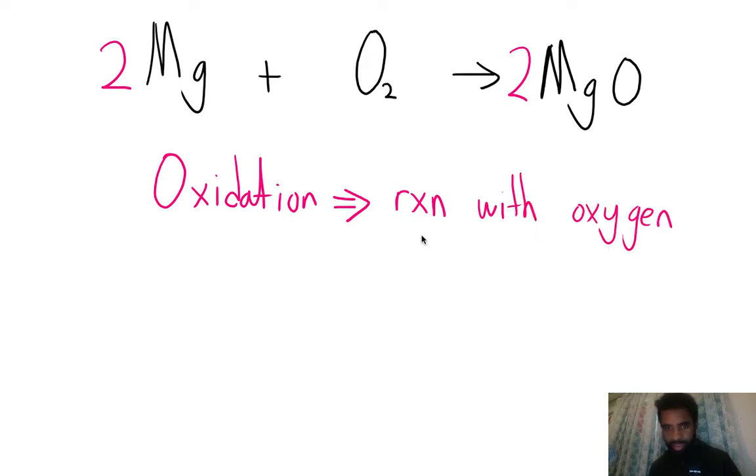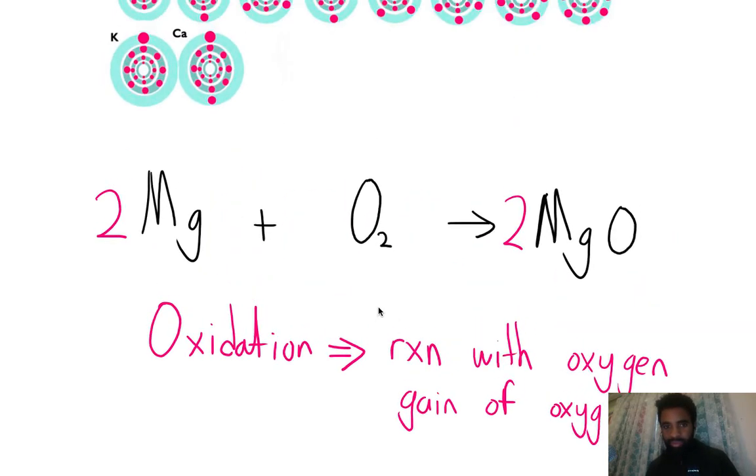Or you could think of it as a gain of oxygen. People might also say gain of oxygen. And that's the superficial level, because if you look deeper, if you look at what's happening with the electrons, you'll see that what's actually happening is oxidation is the loss of electrons.